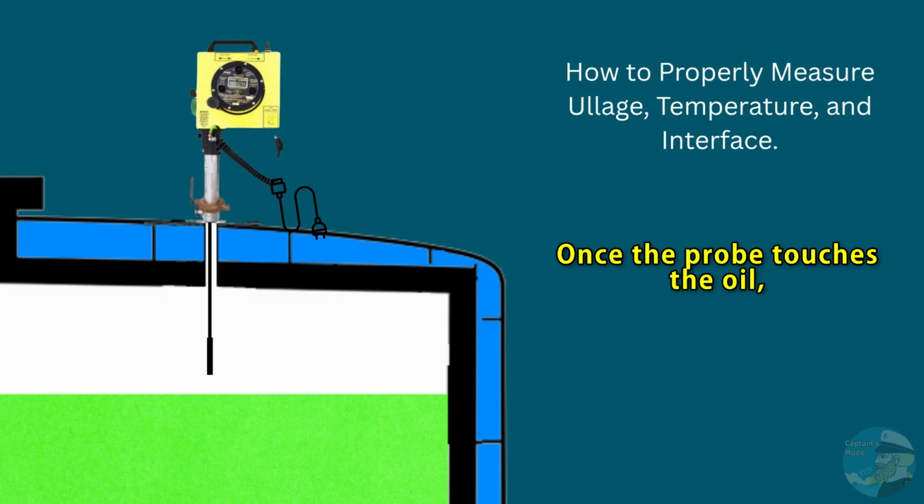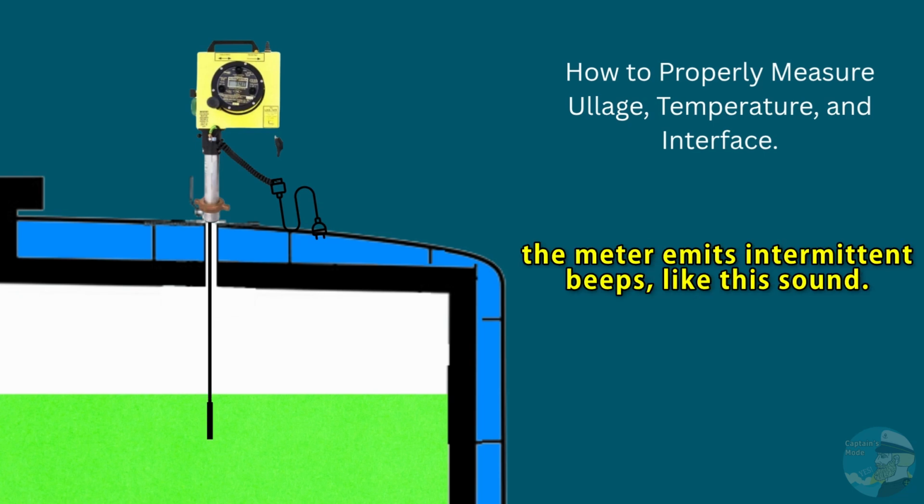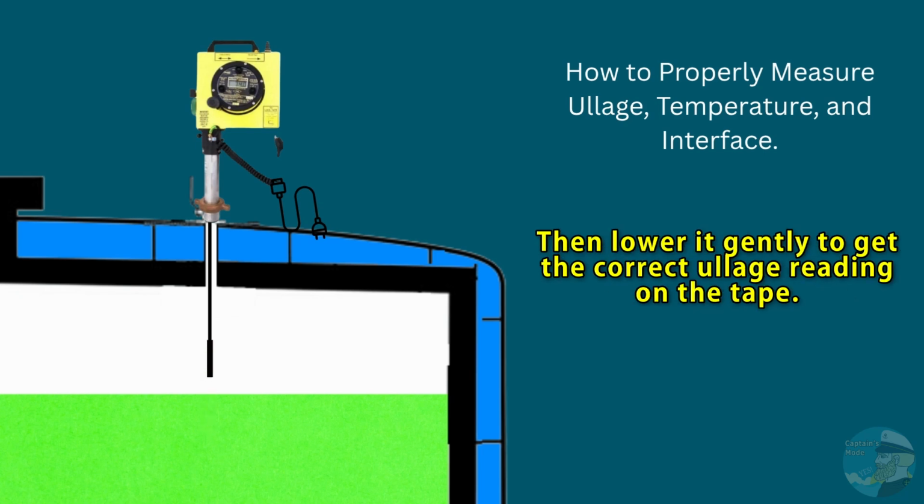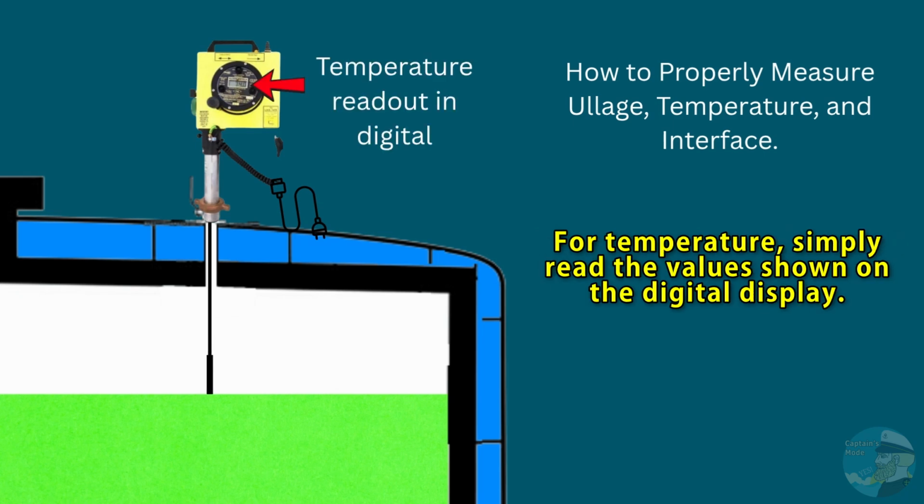Once the probe touches the oil, the meter emits intermittent beeps, like this sound. Heave it up slightly until the sound stops. Then lower it gently to get the correct Ullage reading on the tape. For temperature, simply read the value shown on the digital display.